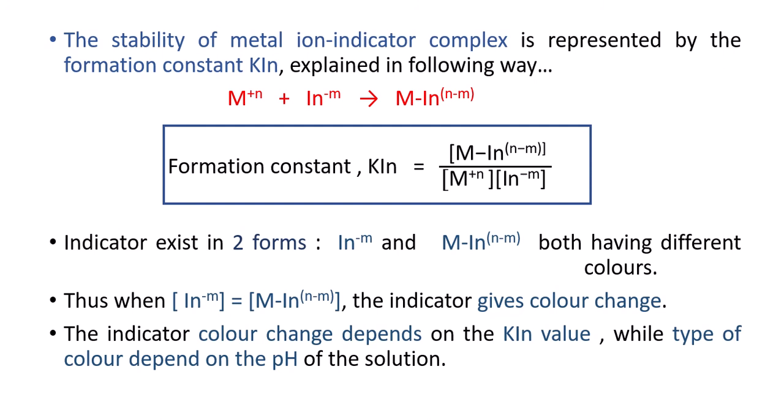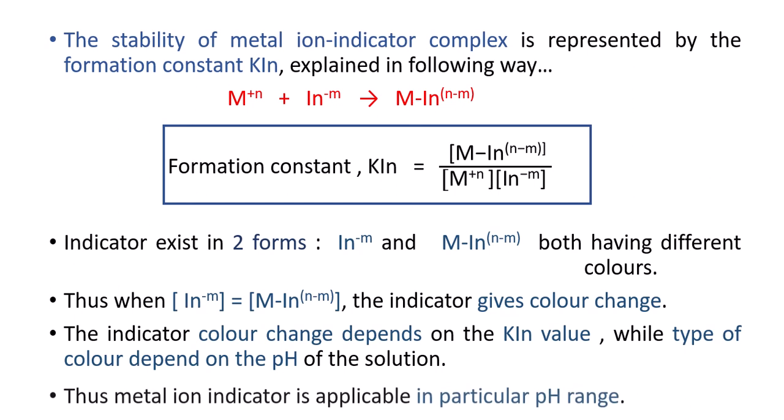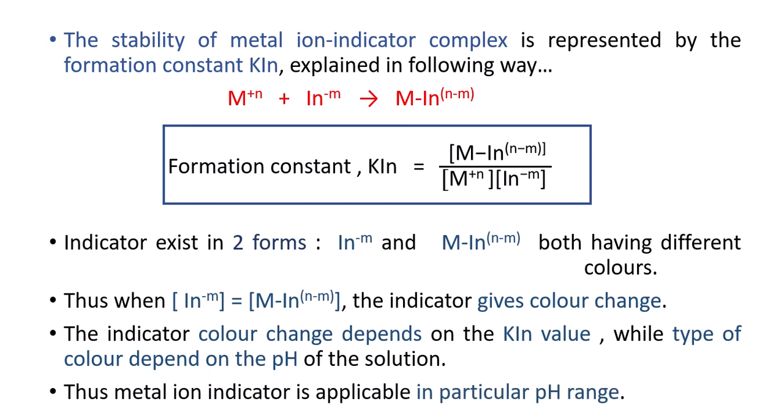So the indicator color change depends on the formation constant value, while the type of the color which we get depends on the pH of the solution. Thus we say that the metal ion indicator is applicable in a particular pH range only.